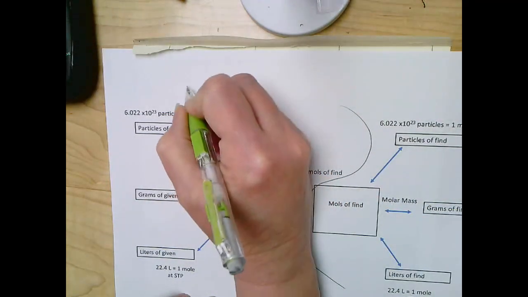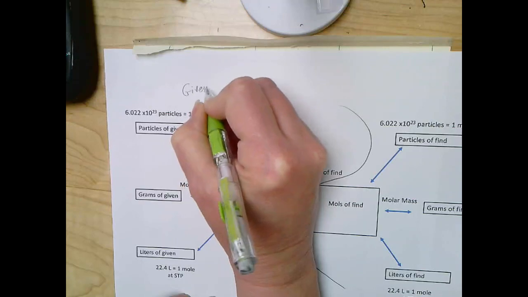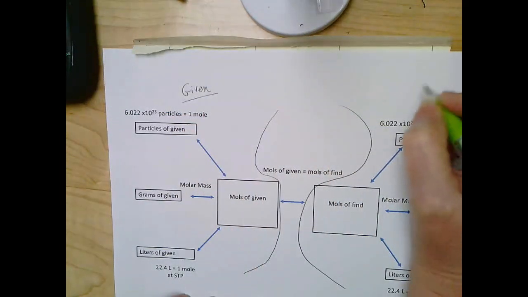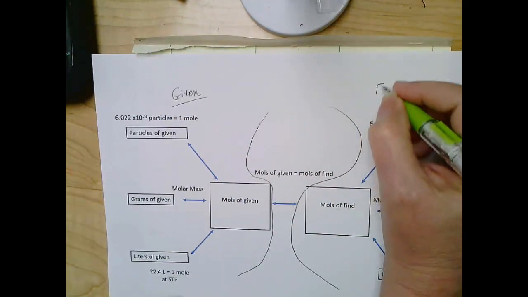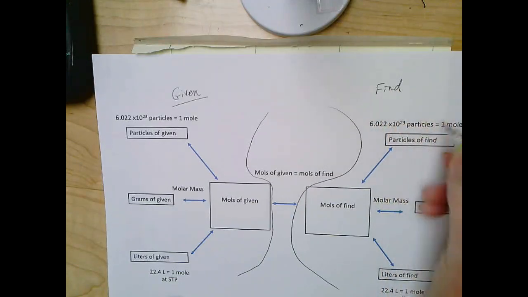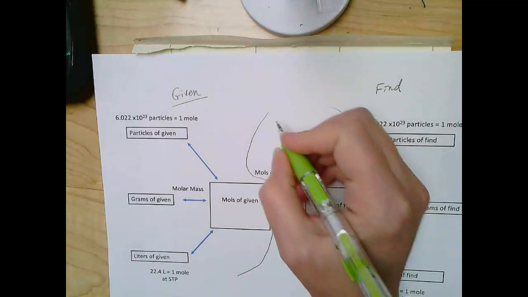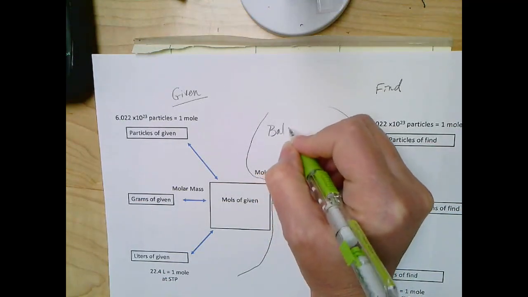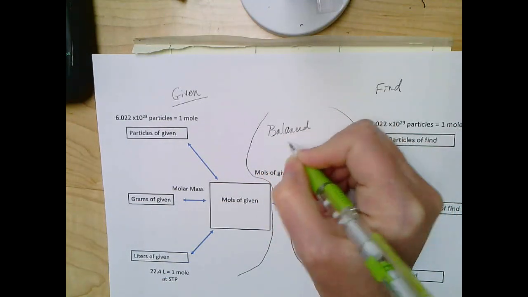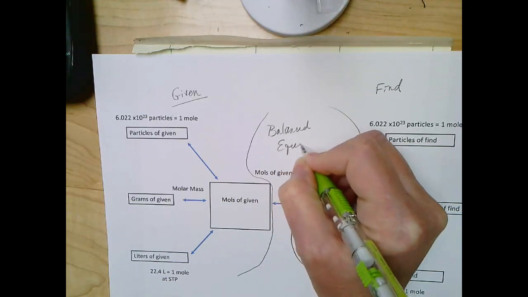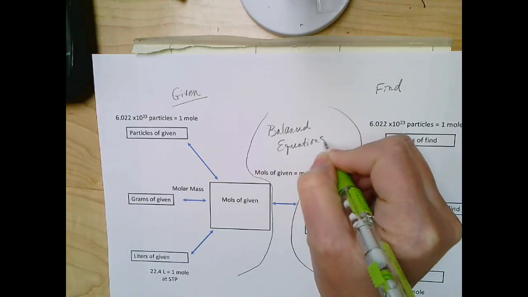So on this side is what you're given. On this side is what I want you to find. And there's several places where you can start. And connecting the two is always your balanced equation. And that's why we did the last chapter, was to make sure we know how to balance equations.